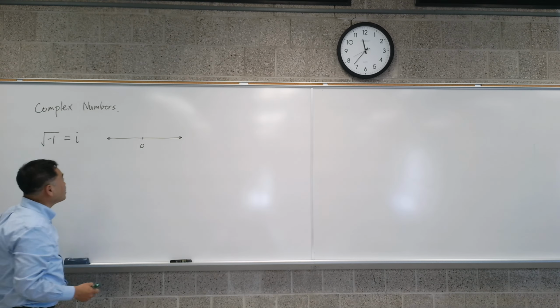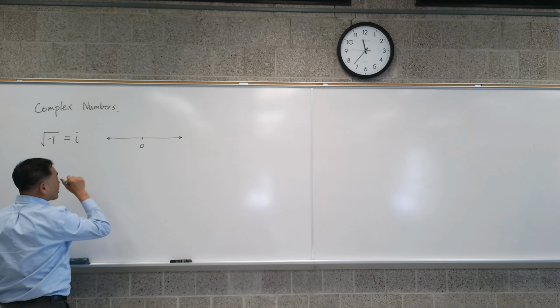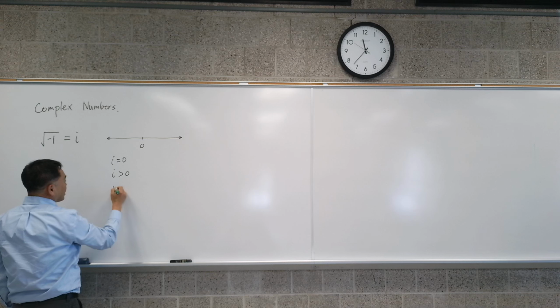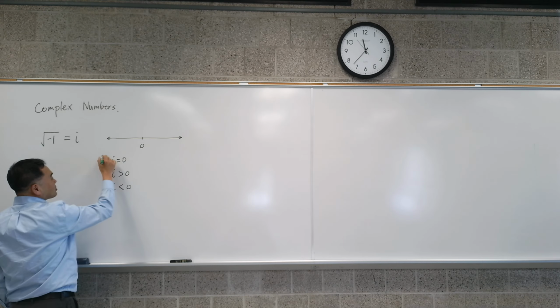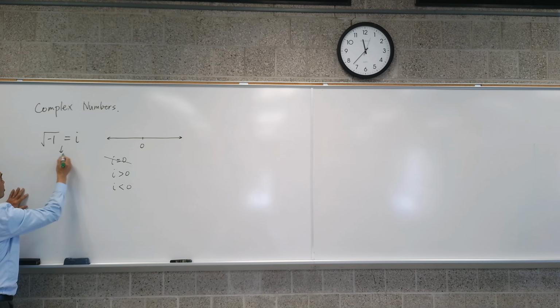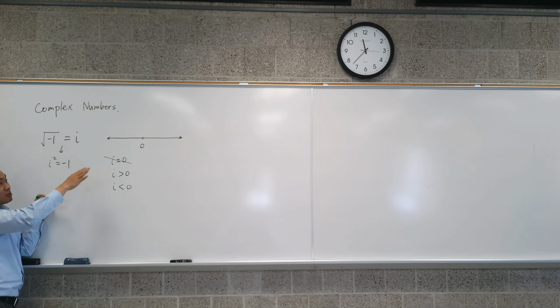For example, if i belongs to the number line, then there are three possibilities. i could be equal to 0, i could be bigger than 0, and i could be less than 0. Now this first one immediately doesn't work. i is not 0, because for this to work, you need to satisfy i squared equals -1. That's what it means to be the square root of -1. But if you square 0, it doesn't satisfy -1. So that's a no-no.